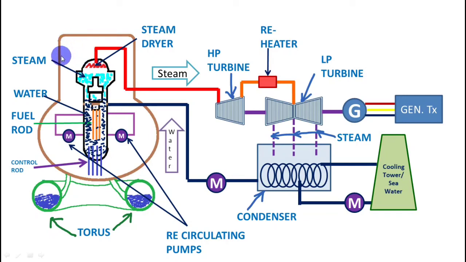Now see, this is the inner containment. It is made of a steel enclosure, and around it there is concrete shielding of 1.5 to 2 meters thickness. This is the inner containment, and outside that there is another outer containment which forms the reactor building. I will show everything in a separate video. So this is the basic operating principle of the boiling water reactor plant.